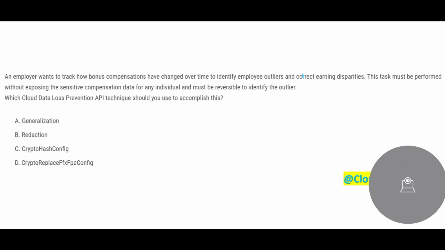So this is the next question. There is an employer who wants to track how bonus compensations have changed over time, and wants to identify employee outliers and correct the earning disparities. This is something IT companies also do. A lot of companies do. They see, did we pay very high bonuses to some employees over the past few years, and very low bonuses to others, and can we now correct the disparities?